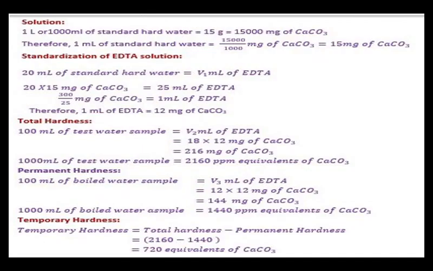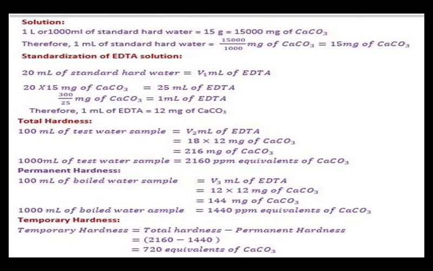So the first thing, the preparation of the primary or standard hard water. 1 liter or 1000 ml of standard hard water is equal to 15 grams or 15,000 milligrams of calcium carbonate, because 15 grams of calcium carbonate is dissolved in 1 liter of water. Therefore 1 ml of standard hard water is equal to 15,000 by 1000 milligrams of calcium carbonate, which is equal to 15 milligrams of calcium carbonate. So 1 ml of standard hard water is equal to 15 milligrams of calcium carbonate.